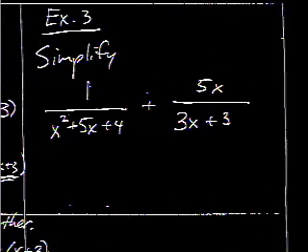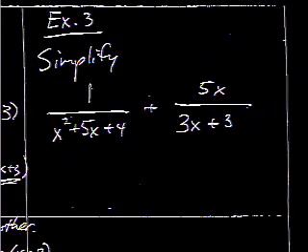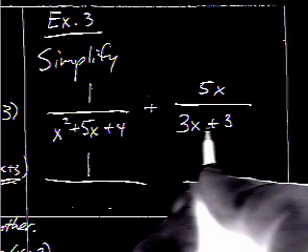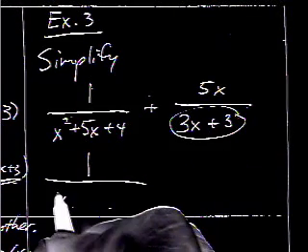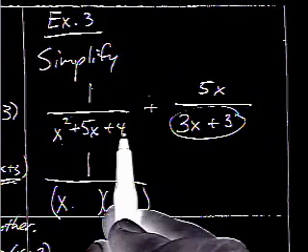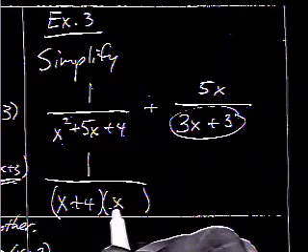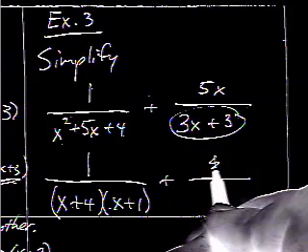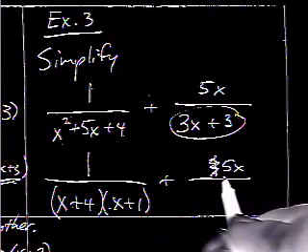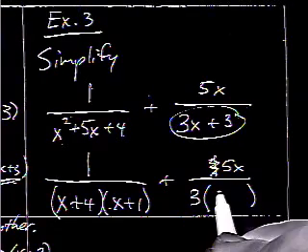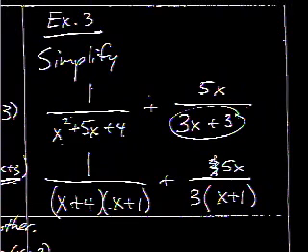Example 3 talks about simplifying. Alright, so I've got to factor all of these denominators. So no GCF here. I definitely see a GCF inside of there, but we'll handle that in a minute. So I break this down. I got x plus 4, x plus 1. And over here, 5x. I forgot. Pull out my GCF of 3, and that leaves me with x plus 1.